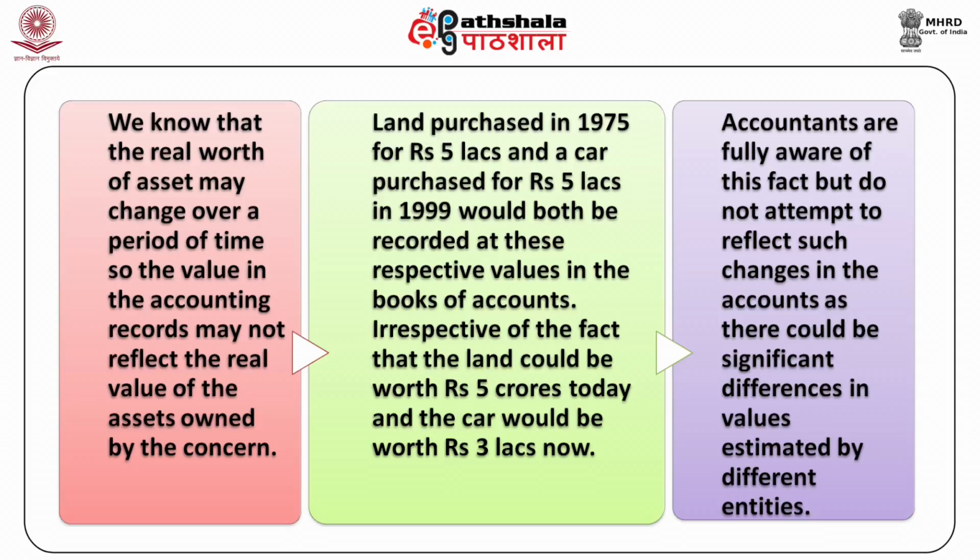So the value in the accounting records may not reflect the real value of the assets owned by the concern. Land purchased in 1975 for Rs 5 lakhs and a car purchased for Rs 5 lakhs in 1999, both would be recorded at these respective values in the books of accounts, irrespective of the fact that the land could be worth Rs 5 crores today and the car would be worth Rs 3 lakhs now. Accountants are fully aware of this fact but do not attempt to reflect such changes in the accounts as there could be significant differences in values estimated by different entities.